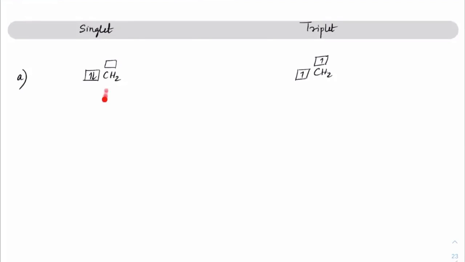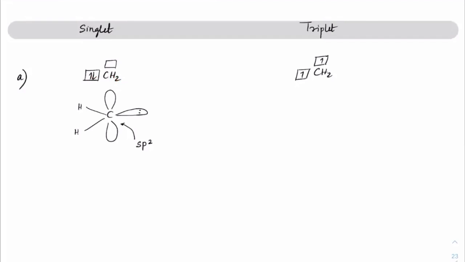Which means, what is the hybridization here? This carbon would involve hybridization with these 2 hydrogens as well as this lone pair, which makes it an sp2 hybridized orbital like this. Empty orbital, we have hydrogen, and here we will have a pair of electrons. So this would be an sp2 hybridized orbital.